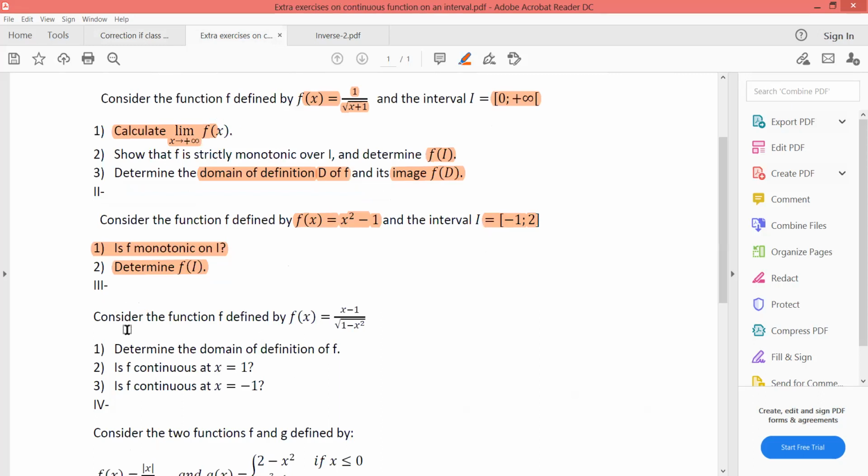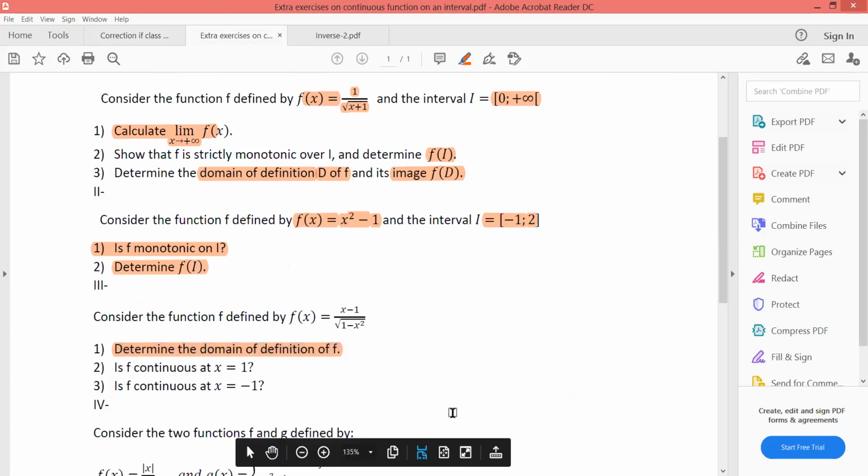Now, exercise 3. We have the function f of x. Determine the domain of definition. How to determine the domain of definition of this function? 1 minus x squared should be positive.